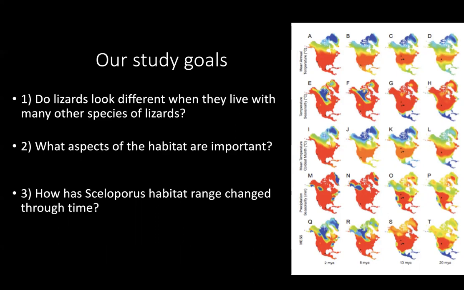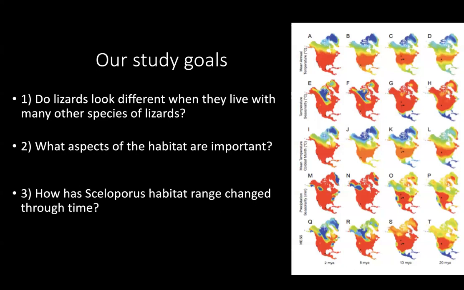Our next goal is to study what aspects of the habitat are important for each species. We do this by going to where the lizards live and measuring traits like tree height, how much grass there is, how many rocks there are, anything that a lizard might use in their everyday life. Then, we can compare across large areas to determine whether species in Mexico require the same habitat traits as species in the US.